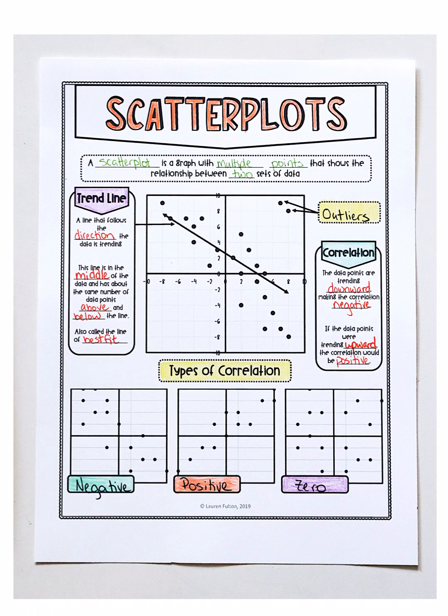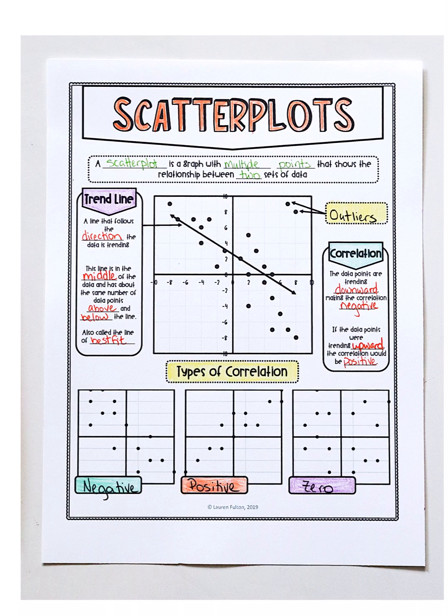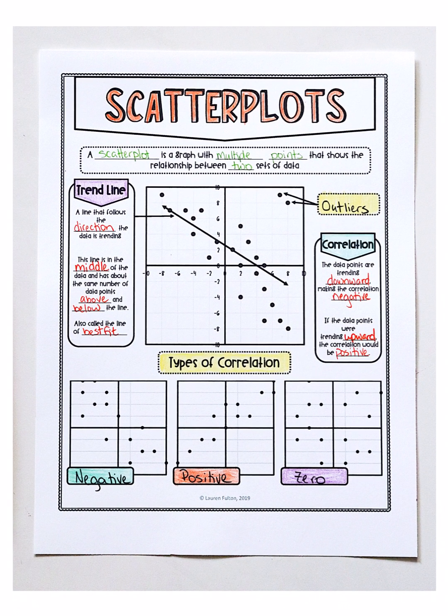This is a real quick review of scatter plots. Let's look at the definition. A scatter plot is a graph with multiple points that shows the relationship between two sets of data.